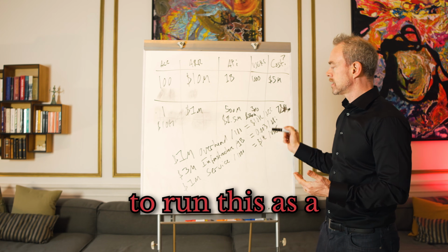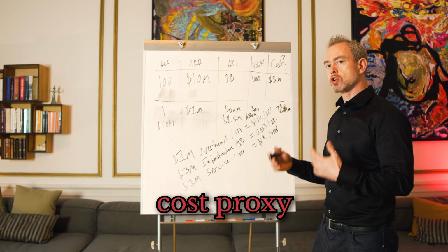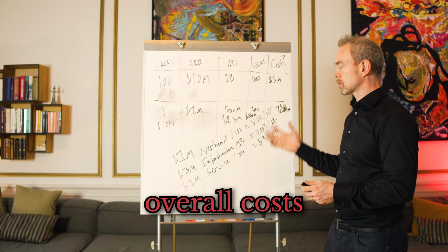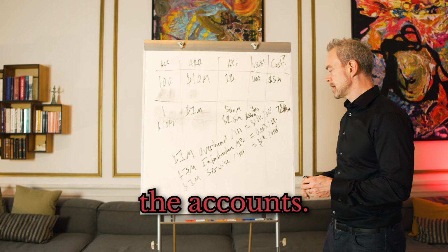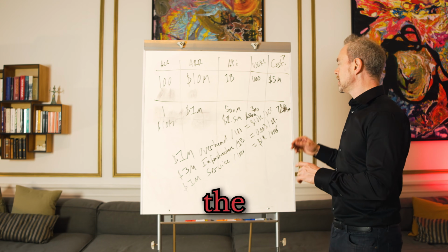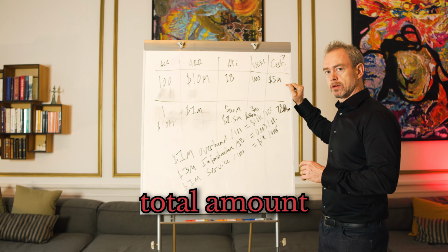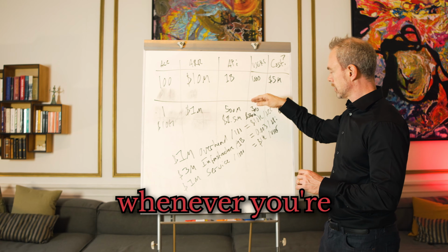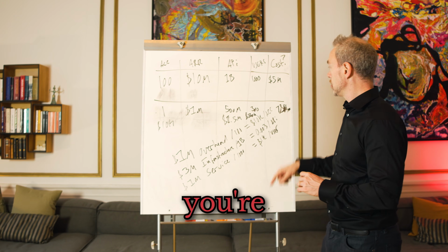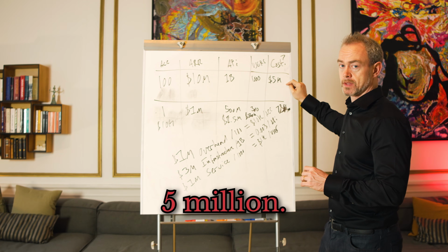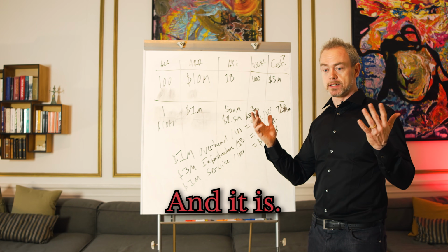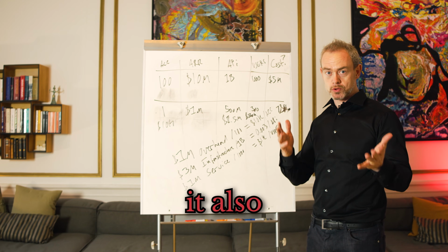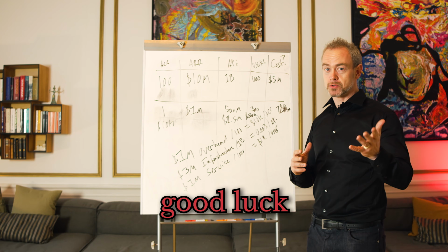But you need to run this, let's say, quick and dirty cost proxy evaluation first on your overall costs and then allocate them to the accounts. And notice that whenever you do this exercise and run it for all the customers, whenever you then add up all the costs for the individual customers, you're going to get back to precisely 5 million. I hope this makes sense to you. It is fantastically useful in a lot of the projects that I run, so I hope it also will be for you. And yeah, good luck with it.